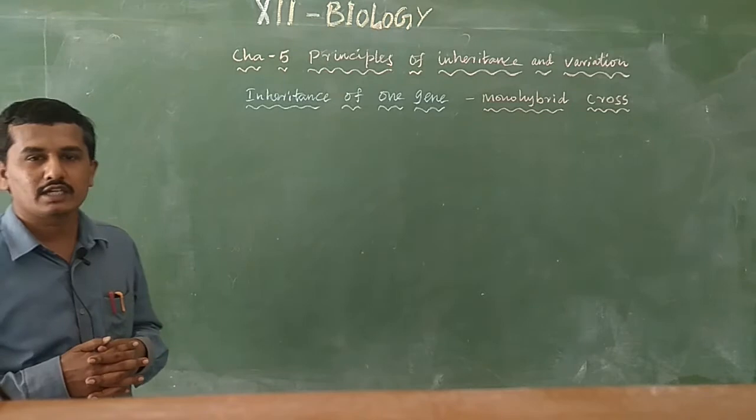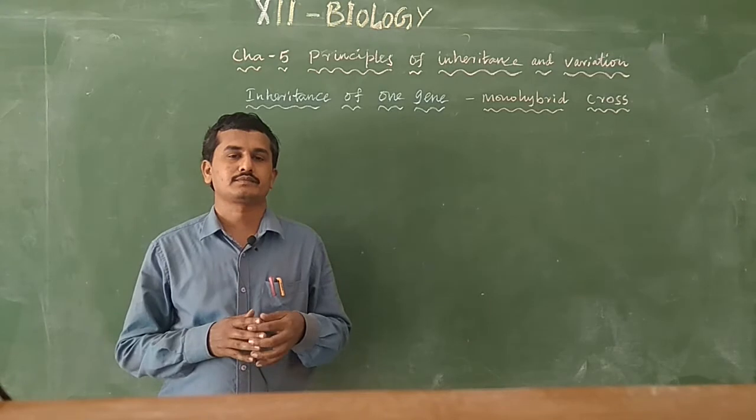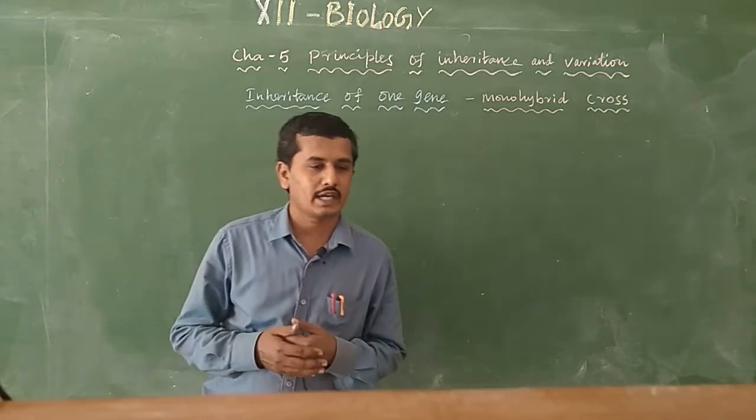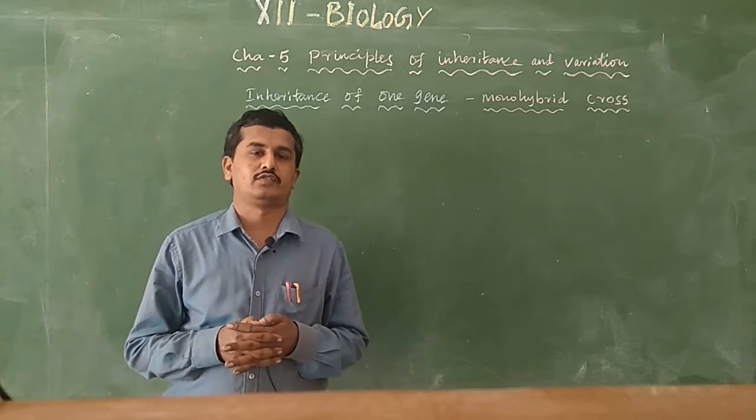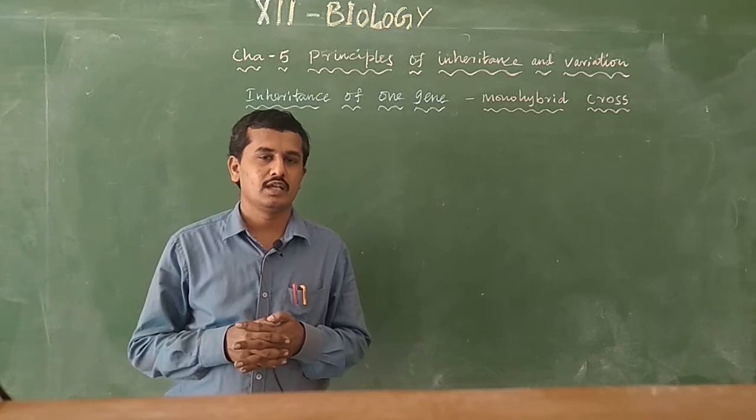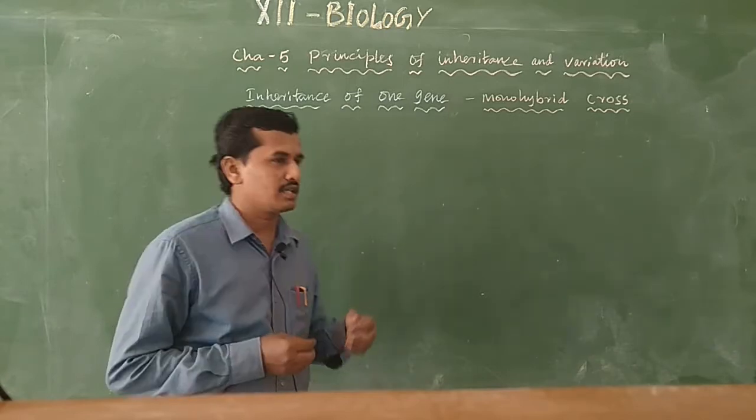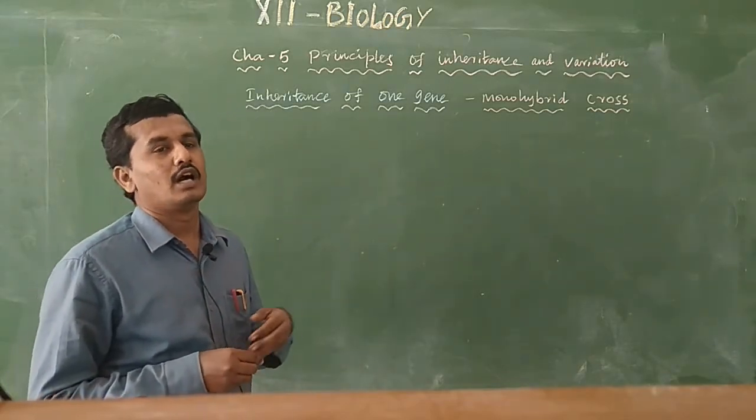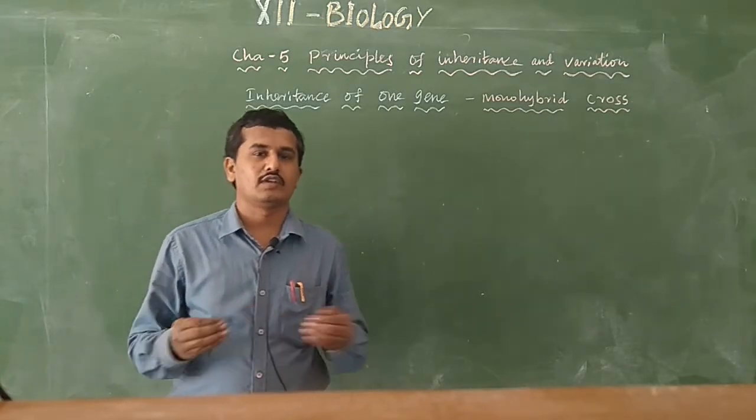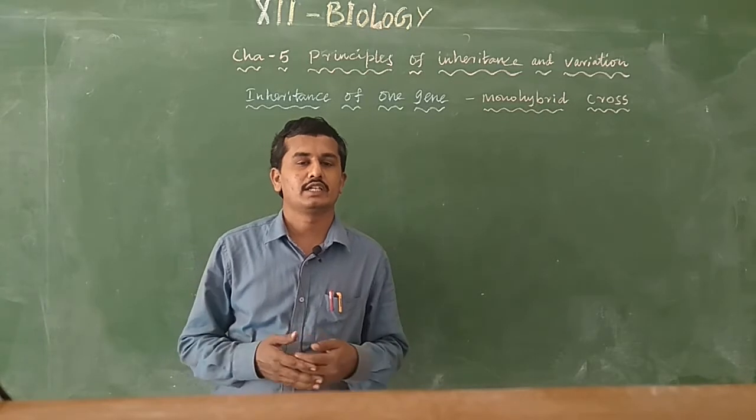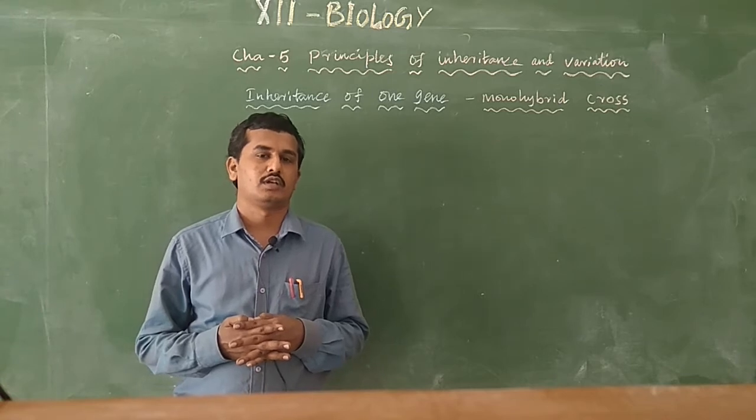Normally, which type of plant did Mendel select? The garden pea plant, that is Pisum sativum. How many characters are present in a garden pea plant? Seven characters, with 14 contrasting versions. Mendel took one character at a time and performed research in the garden, and after 7 years of research, he formulated the laws of inheritance of living organisms.